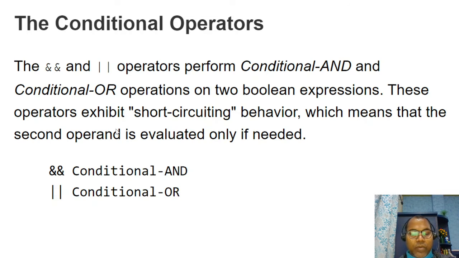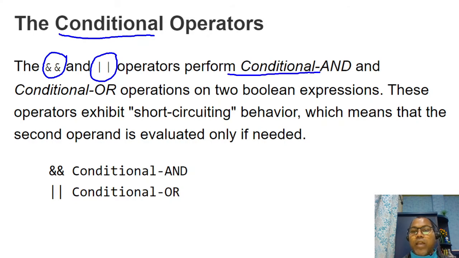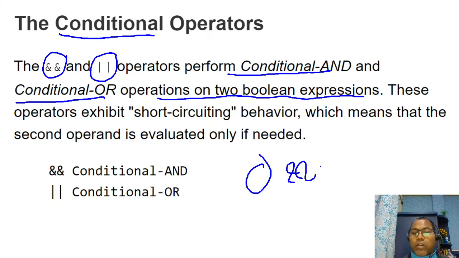And the next operator we were talking about is the conditional operator. This is known as the AND operator. This is your OR operator, and they perform the conditional AND or conditional OR between two Boolean expressions. Note that these operators apply on two operands, but these two operands should be Boolean.